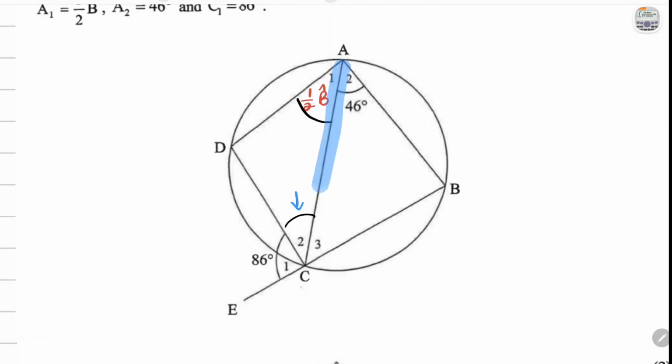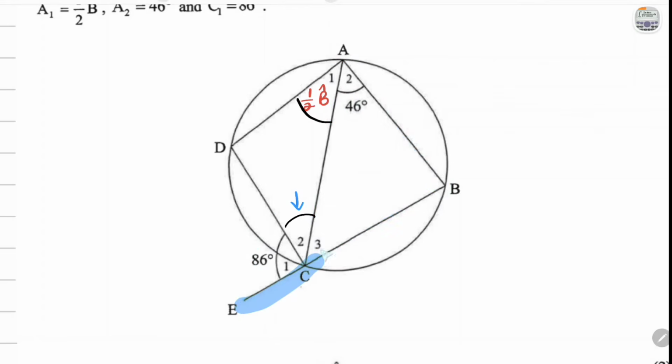Just look at this. This is a triangle. And then this is the exterior angle of the triangle. The exterior angle of a triangle is equal to the sum of the two opposite interior angles. So angle A2 plus angle B would give you this entire angle C1 and angle C2 joined together. Okay, so that's how it's going to make sense.